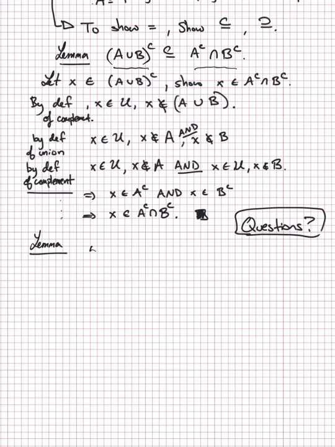The second part, if we want to show this double containment, is to show that A complement intersect B complement is contained in A union B complement. This will have a similar flavor. In general, when you do different double containments, there's no reason for the proofs to be similar, but in this case, they will be. Maybe I'll even write proof. I should have done that here. Proof.